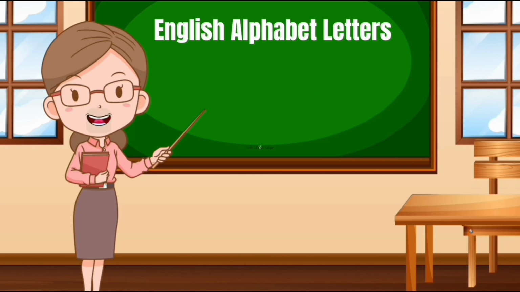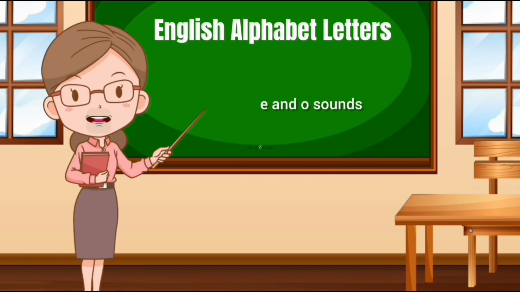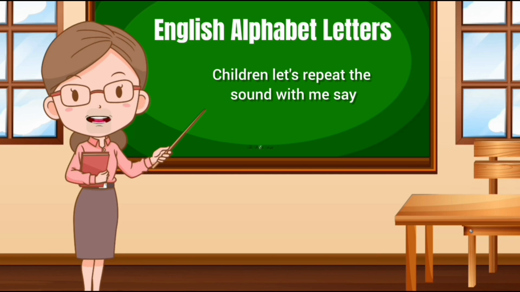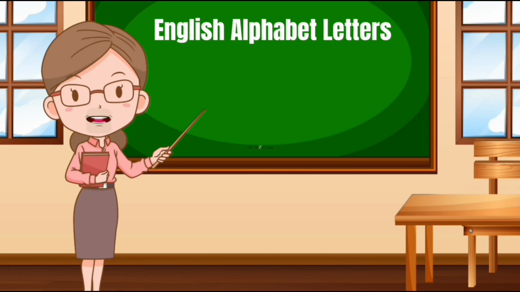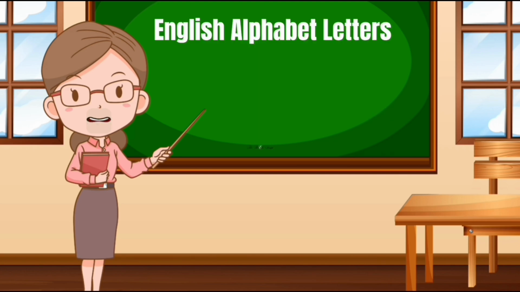Ready? Here we go. This is alphabet letter A. The letter A can make multiple sounds in phonics, including short, long, broad, E and O sounds. Short vowel sound, as in apple. The phonics sound is A. Children, let's repeat the sound with me. Say A for apple. Perfect.